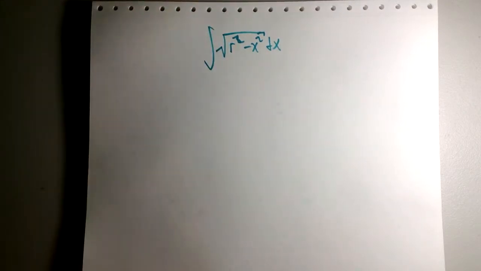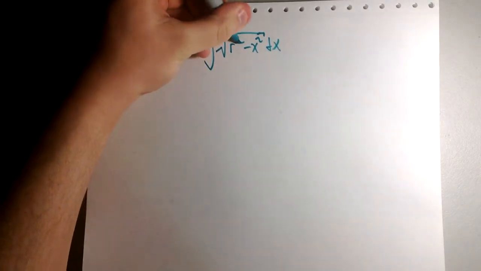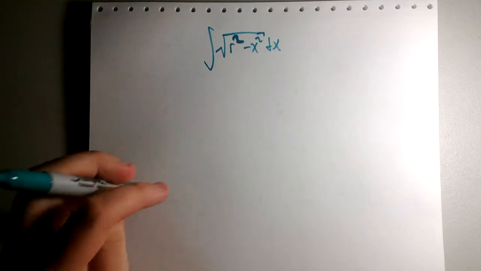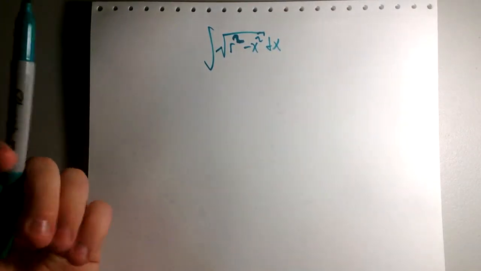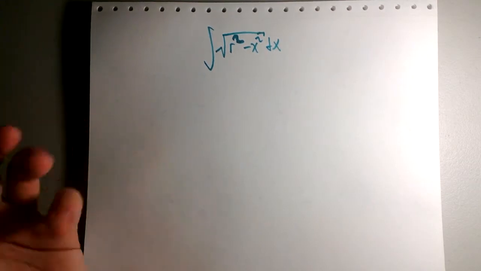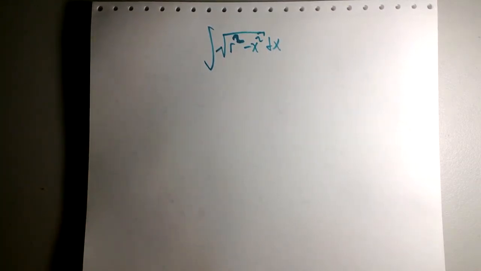But trig substitution is actually somewhat easy on this problem, because after you do a little trig substitution, it just requires the double angle formula, which is okay. So let's have a go.